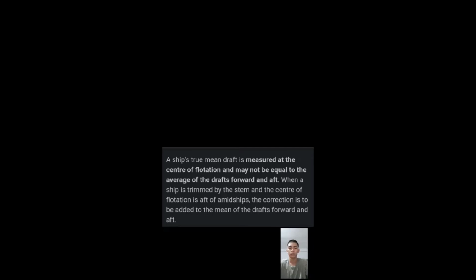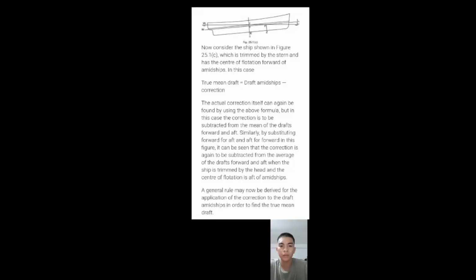When a ship is trimmed by the stern and the center of flotation is aft of amidships, the correction is to be added to the mean of the draft forward and aft. Now consider the ship shown in figure 25, which is trimmed by the stern and has a center of flotation forward of amidships. In this case, true mean draft equals draft amidships minus correction. The actual correction can again be found by using the above formula, but in this case the correction is to be subtracted from the mean of the draft forward and aft.